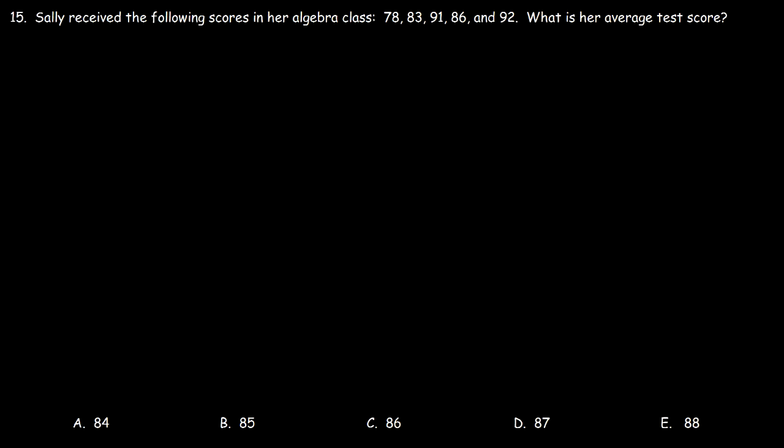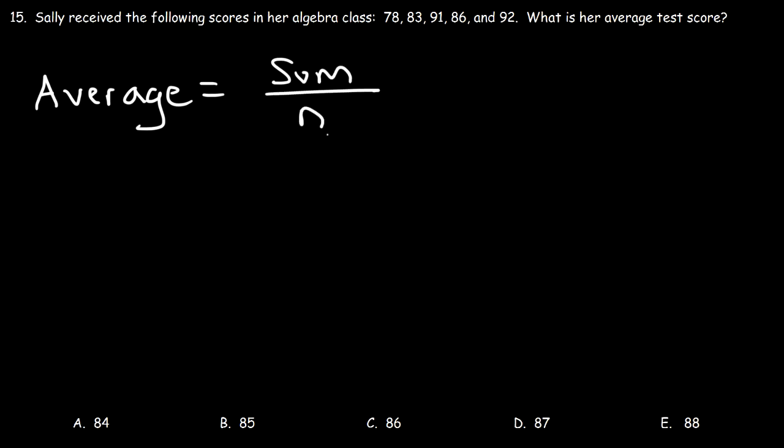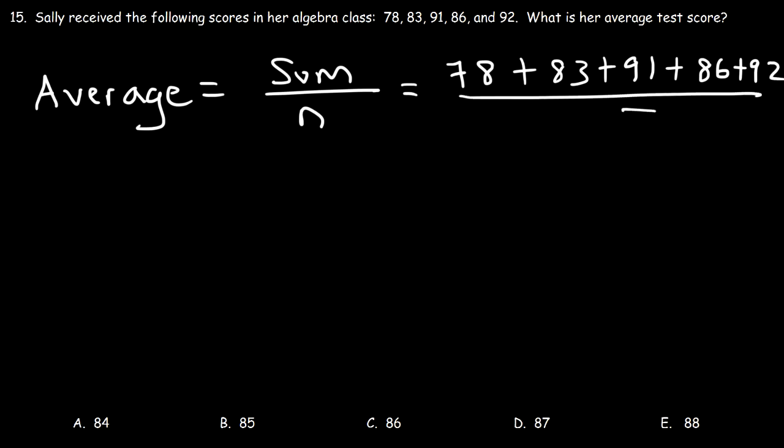15. Sally received the following scores in her algebra class: 78, 83, 91, 86, and 92. What is her average test score? So anytime you wish to calculate the average of a number, it's basically the sum of all the numbers involved divided by the number of numbers in the list. So we need to add up 78, 83, 91, 86, and 92. So let's use a calculator for that.